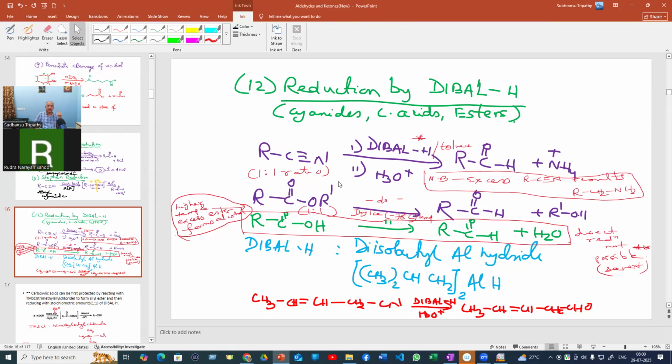Grignard reagent or dialkyl cadmium, the organometallic compound producing carbanion, that with alkane nitrile and ester, and of course acid chloride. All these three were giving ketone.